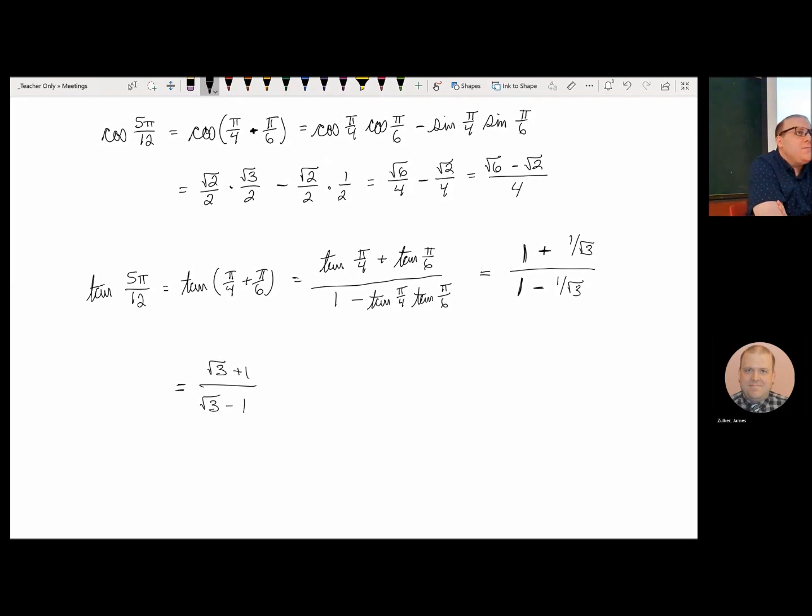Right, 5 pi over 12 is pi over 2 minus pi over 12, which means tangent of 5 pi over 12 should be cotangent of pi over 12. Is it? Oh, wait, repeat that. So the cofunction identity for tangent: tangent of pi over 2 minus theta is cotangent of theta. Well, pi over 2 minus pi over 12 is 5 pi over 12.